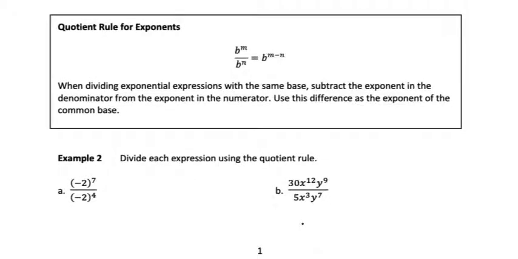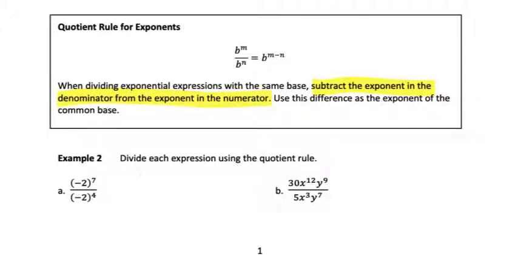The next rule that we're going to look at is the quotient rule. The quotient rule says that when we're dividing exponential expressions with the same base, we subtract the exponent in the denominator from the exponent in the numerator. So it's numerator minus denominator. Our base again will not change.